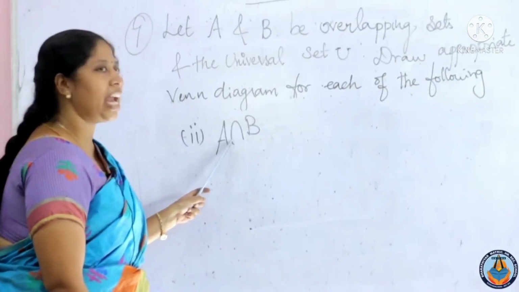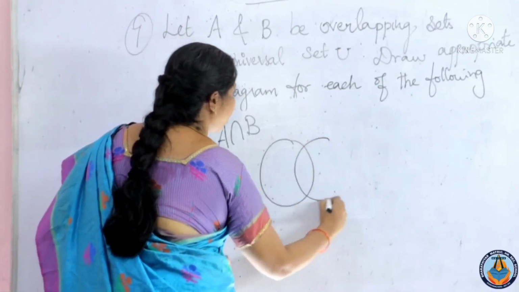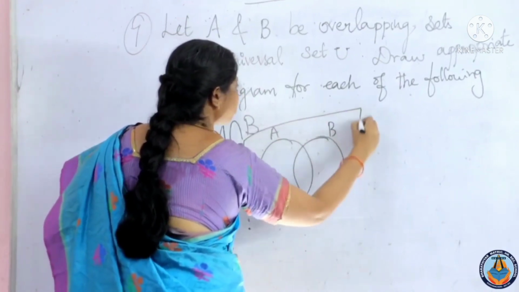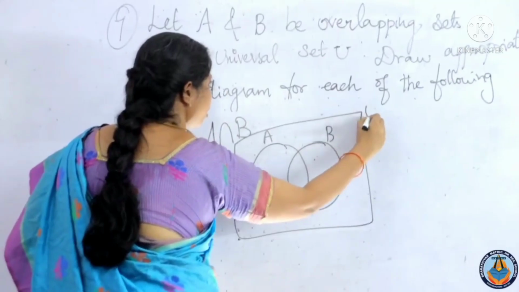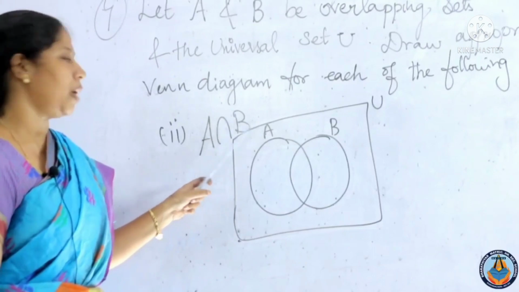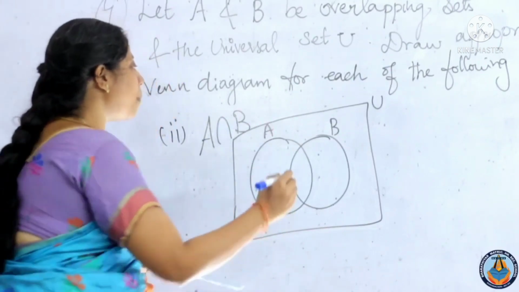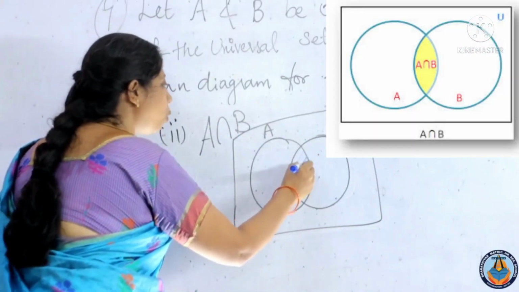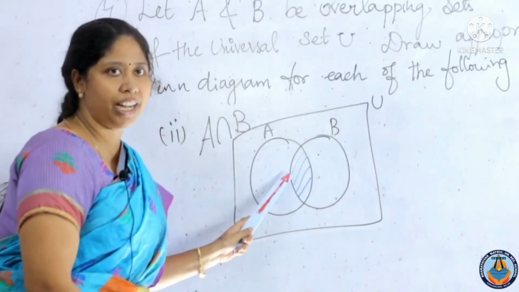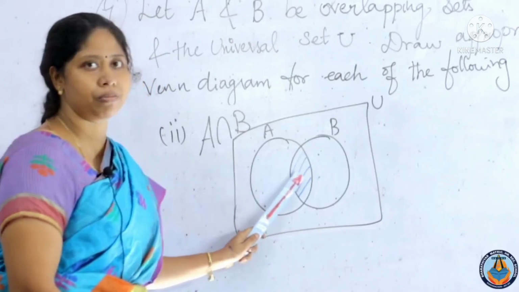Second subdivision, A intersection B. First draw the overlapping sets A and B. Next draw the universal set U. Let us recall the intersection of two sets. Intersection means common portion. We have to shade the common portion, the overlapping portion. This is your overlapping portion, so we have to shade it. This is the diagram for A intersection B.